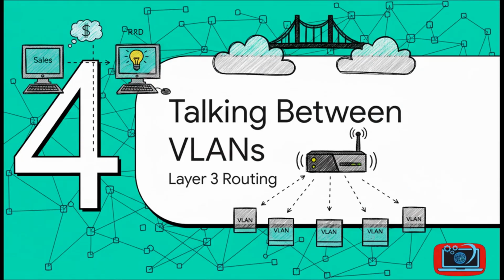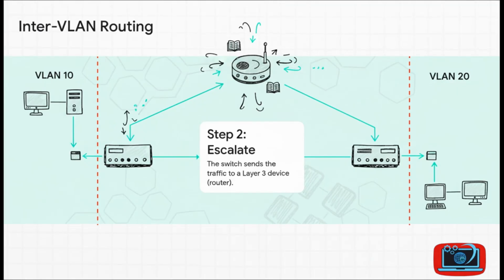Okay, so we've done it. We've built our virtual walls, our departments are separated, everything is running efficiently. But what happens when someone in the sales VLAN actually needs to send a file to someone in R&D? Well, by default, they can't. By their very design, VLANs are isolated.